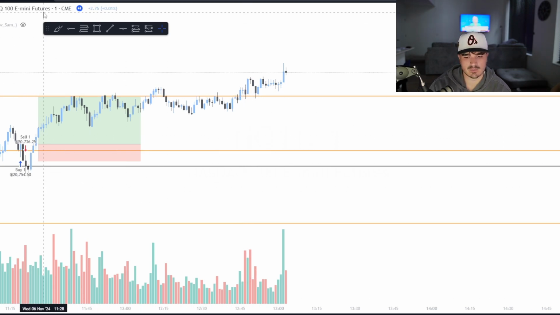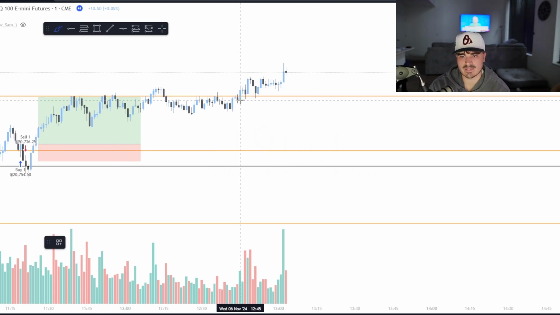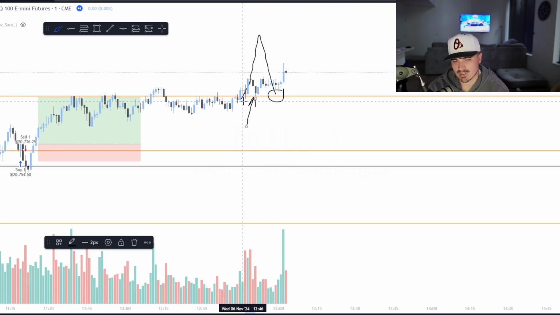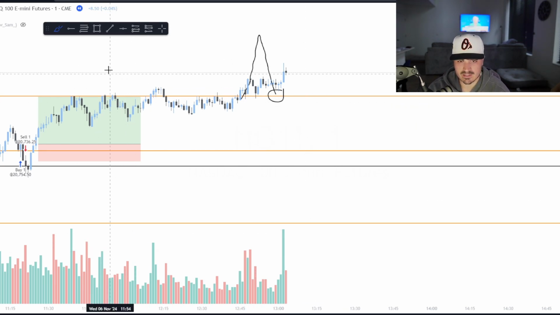We need to see a little bit of a larger move to the upside like this, and then retest, and then I'd be comfortable taking this. I'm just not too comfortable taking this right here. Now, it would have worked, but for me, it just wasn't the setup.